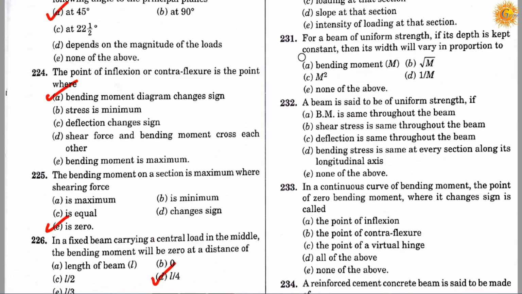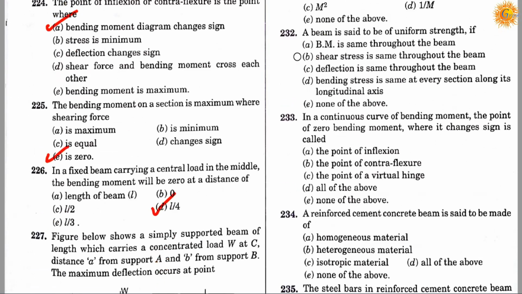Question number 231. For a beam of uniform strength, if its depth is kept constant, then its width will vary in proportion to option A is bending moment capital M, option B is under root M, option C is M square, option D is 1 upon M, and option E is none of the above. Correct answer is A, it will be bending moment capital M.